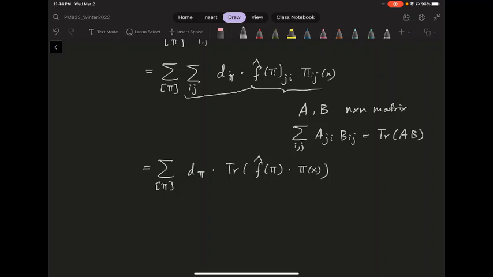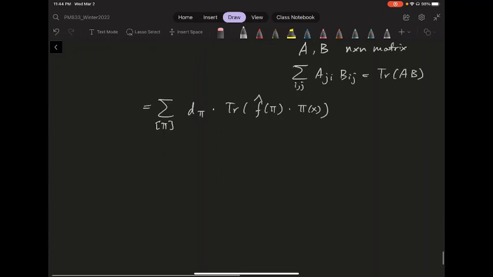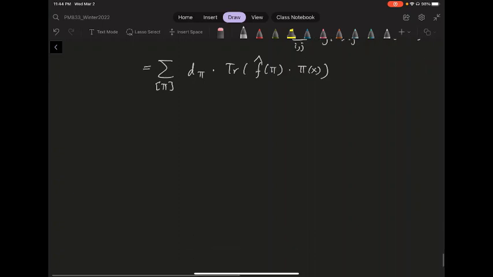And the nice thing about this trace is that it doesn't depend on the choice of the orthonormal basis anymore. So the trace is really preserved under any orthonormal basis. That's a much better formula. I don't need to worry about the choice of these orthonormal bases for each of these h pi.